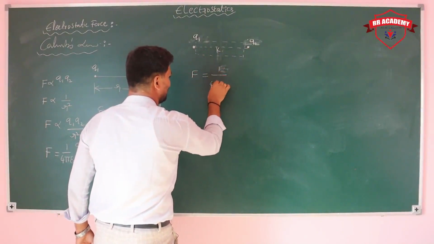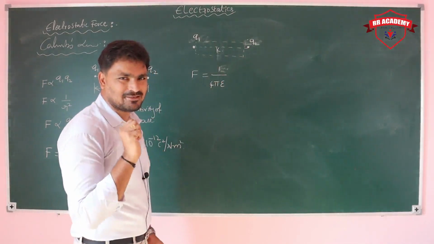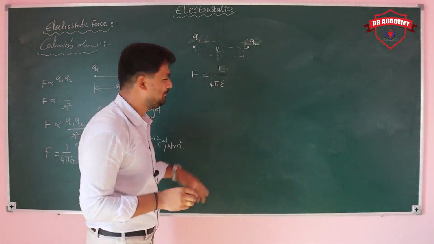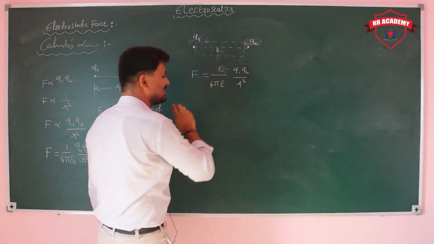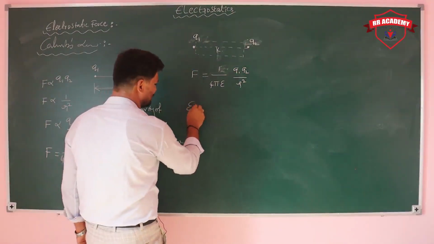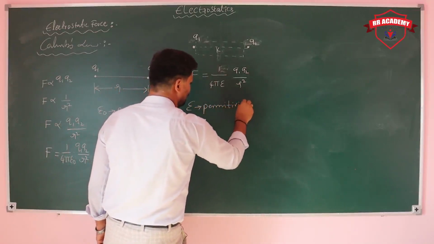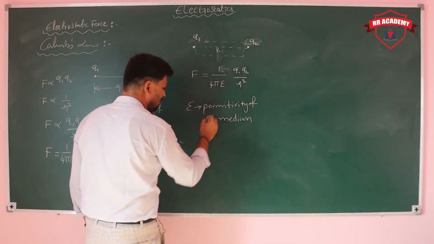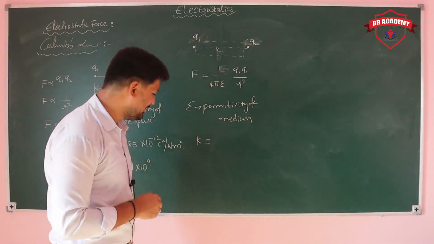But what is happening here? We are not taking epsilon naught. Epsilon naught is the permittivity of the free space. But here we are taking epsilon into Q1, Q2 by R square. What is epsilon here? Epsilon is the permittivity of the given medium.